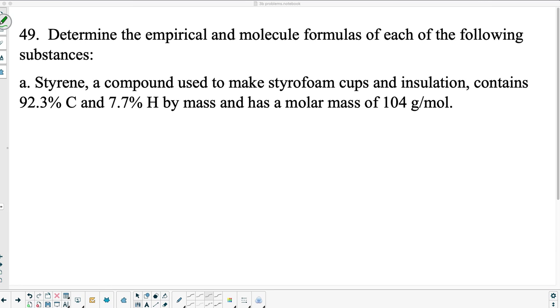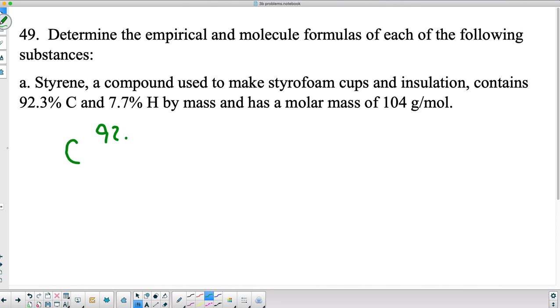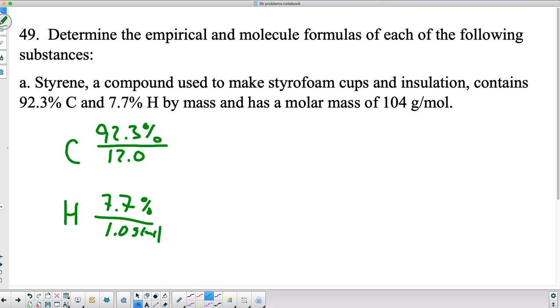Okay, so the first thing I do to find the empirical formula is list the percents that I have for each one. So for carbon here, I have 92.3%, and for hydrogen, 7.7%. My first step is to divide by the atomic mass for each one of these, which is 12.0 for carbon and 1.0 for hydrogen.